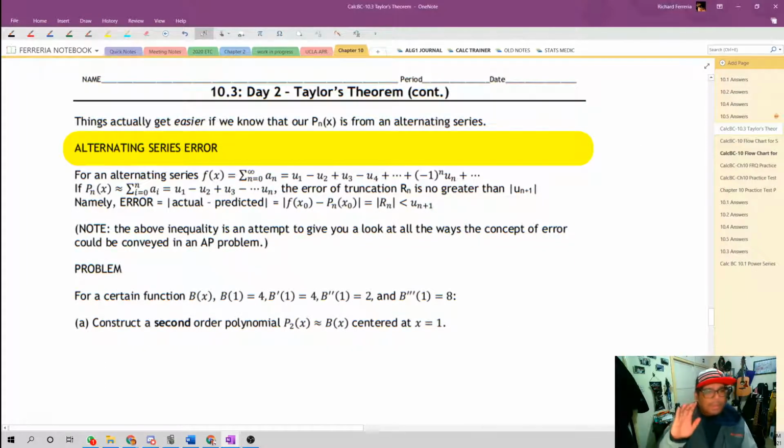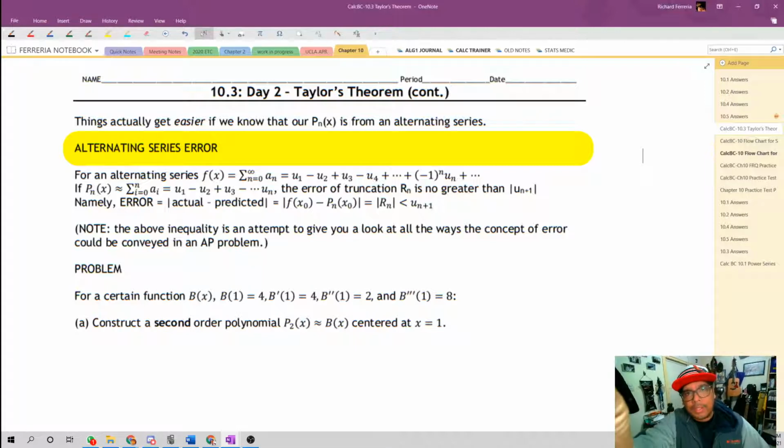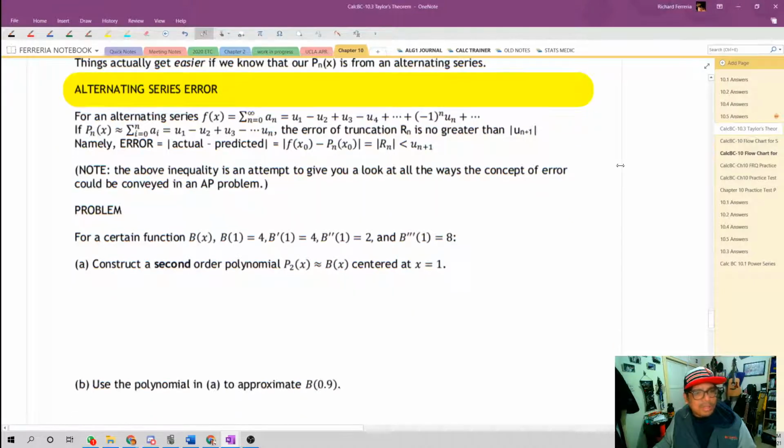Now, if we know that the polynomial is an alternating series, the calculation of error gets a little bit easier. It gets easier because the alternating series error basically says that the first unused term in all of its glory is going to be the error of truncation. You don't have to calculate any derivatives. You don't have to multiply anything. It's just the very next unused term, basically. So let's take a look at this problem over here.